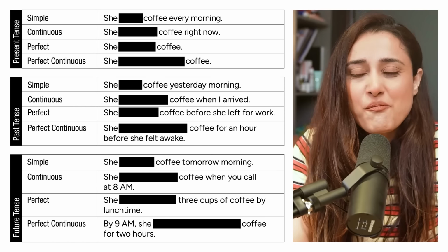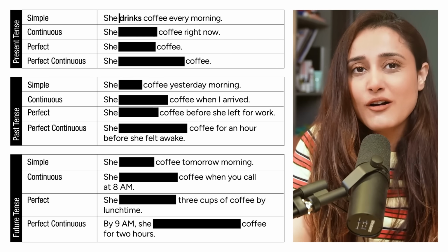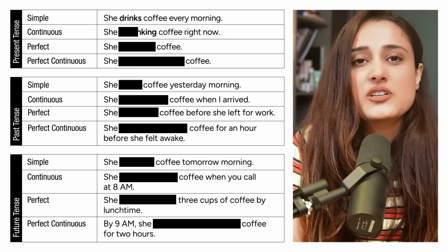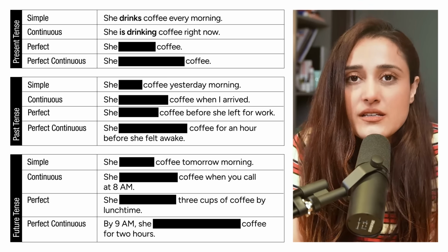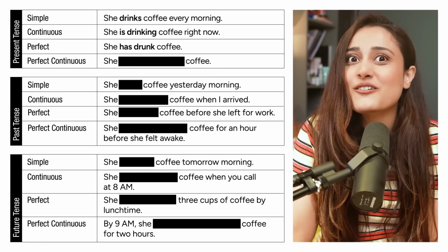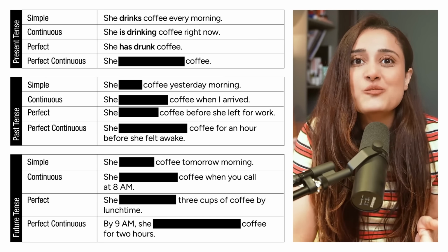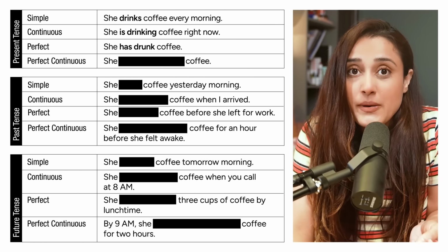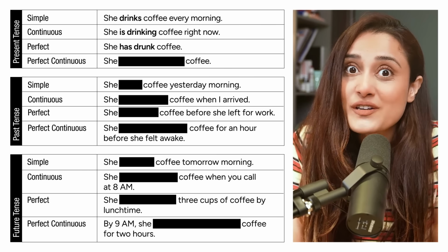So let's start. Simple present tense. She drinks coffee every morning. Alright, so how do you change it into present continuous? She is drinking coffee right now. Next, she has drunk coffee. See? Perfect. She has drunk coffee. It is relevant to the present. You're talking about somebody who's just finished their coffee. But an element of past is there. The coffee is already over.